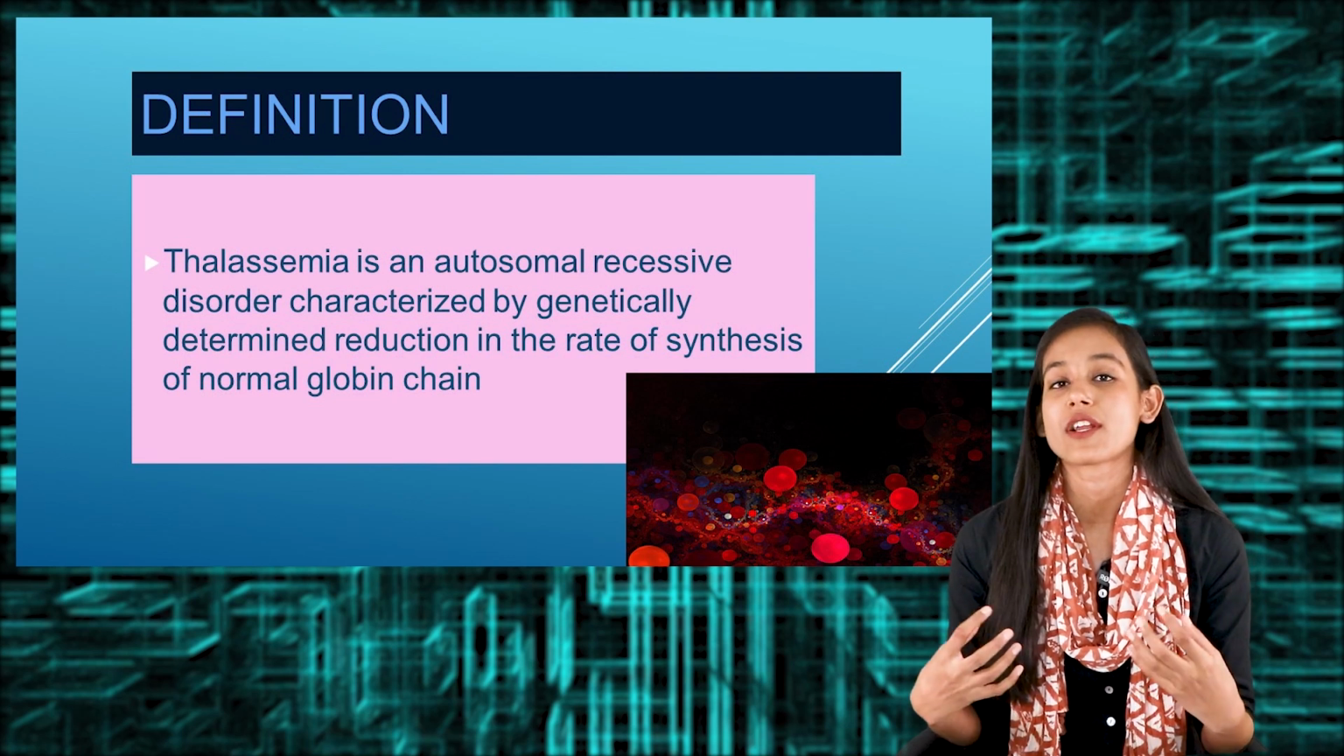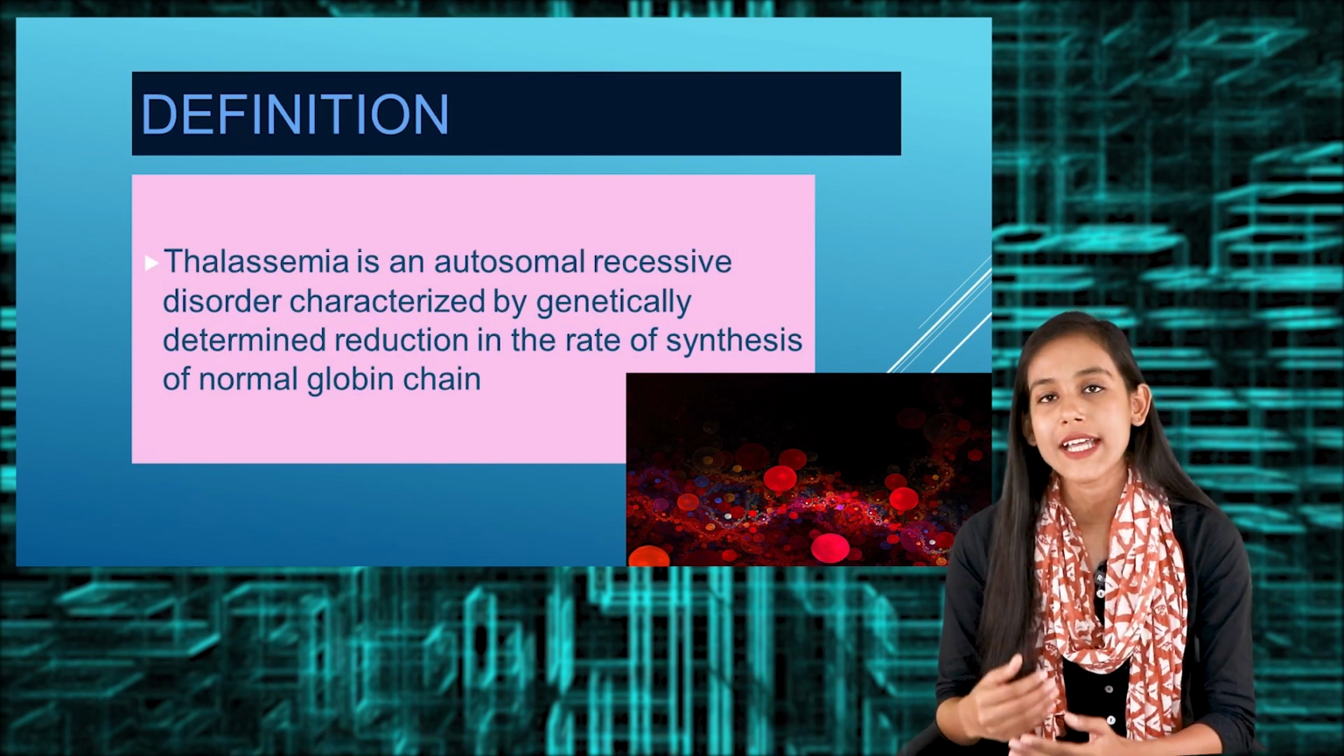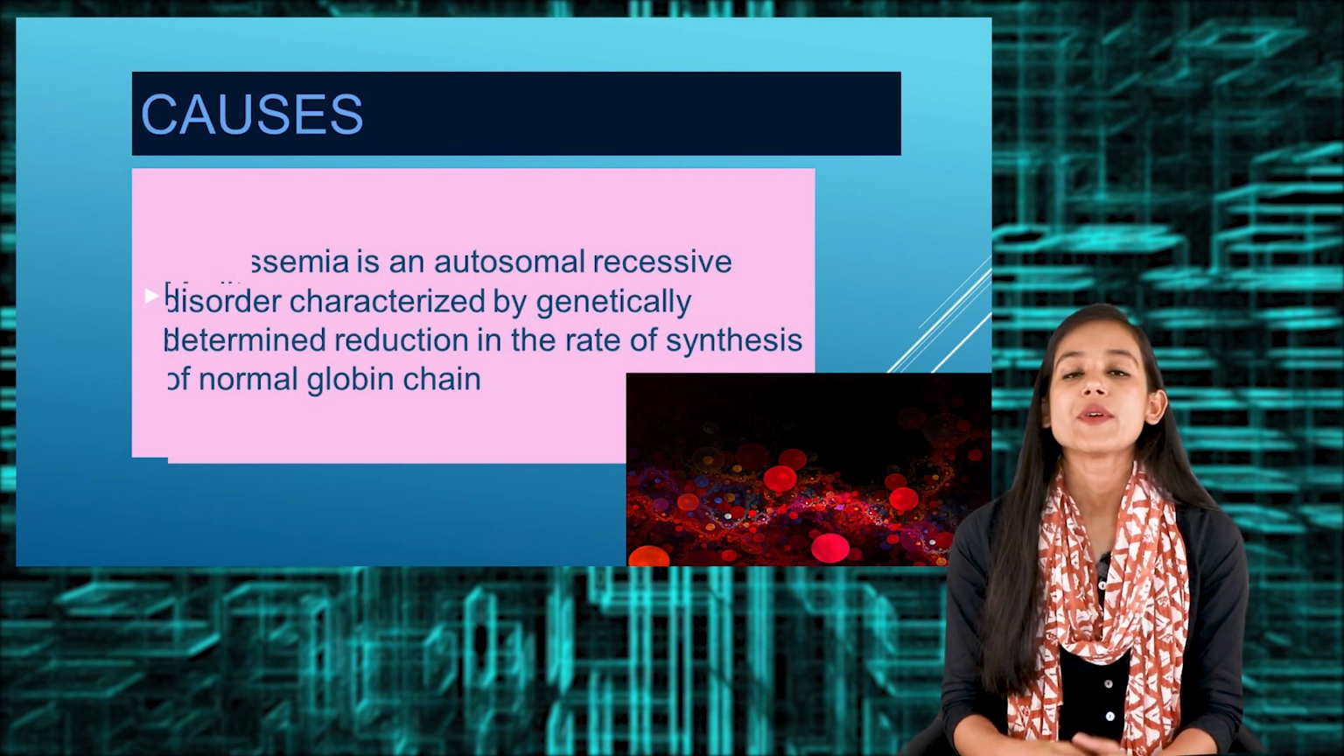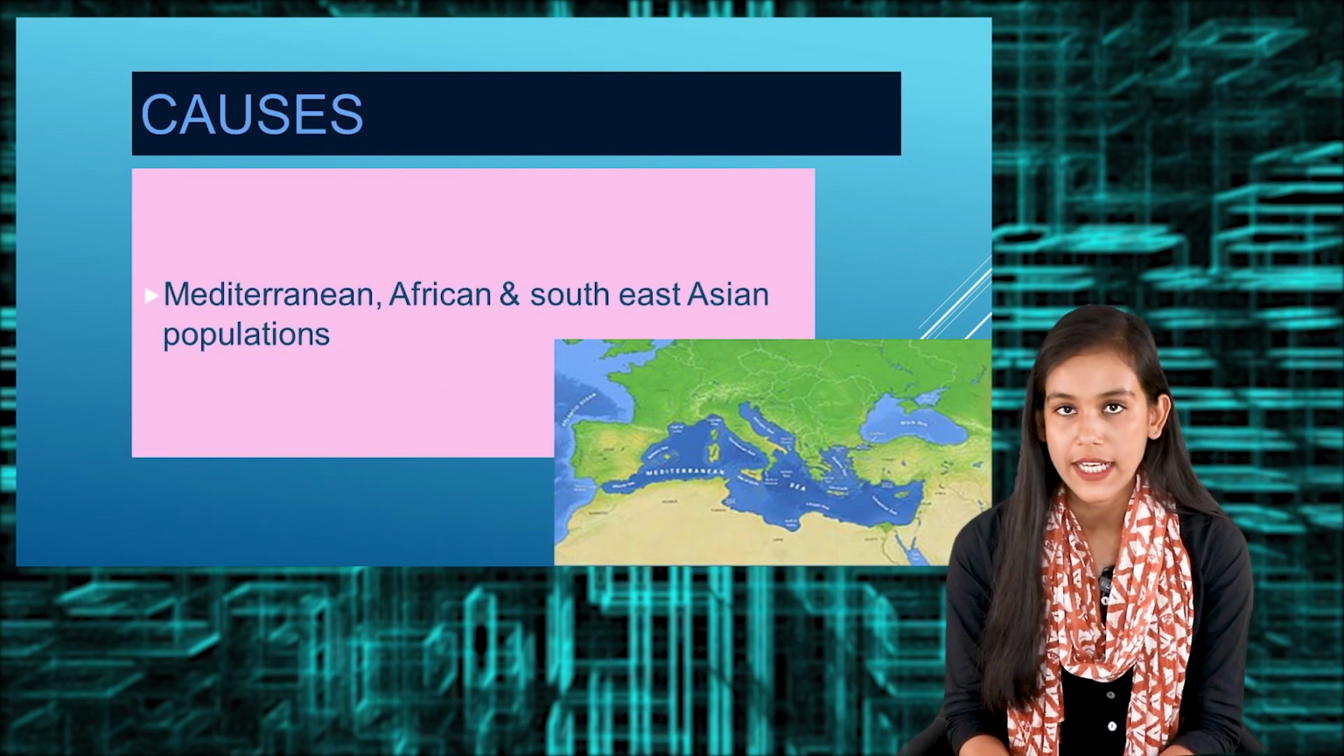And the RBCs also cannot form properly. So that is how it gets affected. Well, next let us move on to the causes of thalassemia.